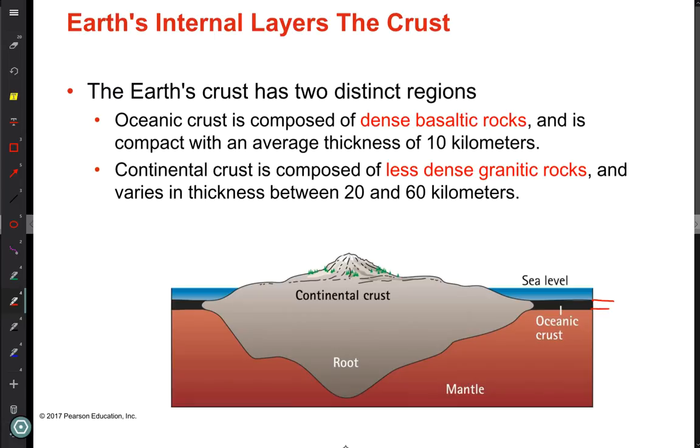Notice we have two different types of crust, the continental crust and the oceanic crust. And it's very easy to tell the difference because the oceanic crust is much thinner than the continental crust. The oceanic crust is somewhere like 10 kilometers thick, whereas the continental crust is somewhere between 20 and 60 kilometers deep. Why would those two be different thicknesses?